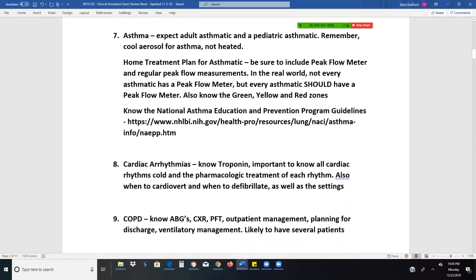Asthma. Expect adult asthmatic and pediatric asthmatic patients. Cool aerosol for asthma, not heated.